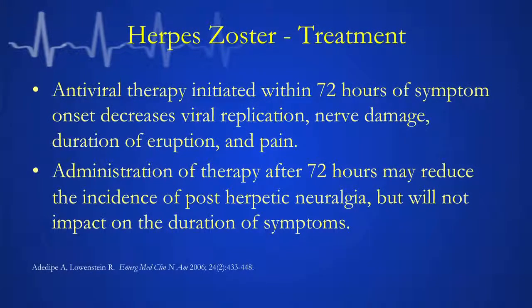So antiviral therapy initiated within 72 hours of symptom onset decreases viral replication, nerve damage, duration of the eruption, and pain. Administration of therapy after 72 hours may reduce the incidence of post-herpetic neuralgia, but will not impact the duration of symptoms. So I think this slide is important because what it's saying is treat them.